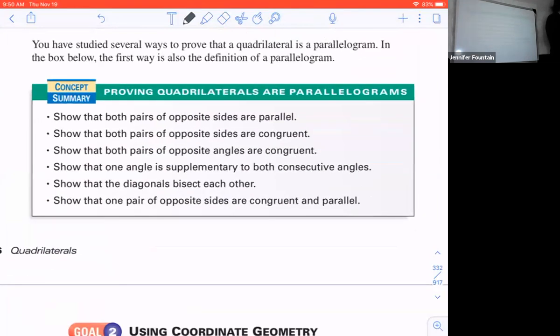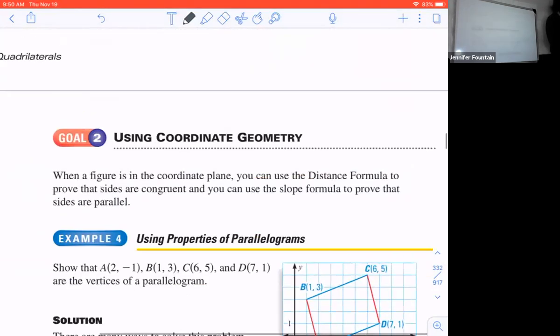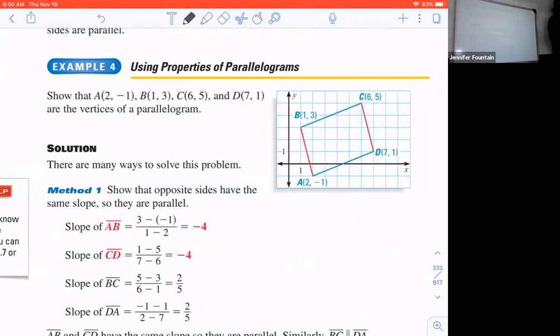So we've been able to see different things about our parallelograms. Now notice also, look at example 4. Using properties of parallelograms. If I have points A, B, C, and D, and A is (2, -1), B is (1, 3), C is (6, 5), and D is (7, 1), I can plot those on a graph.